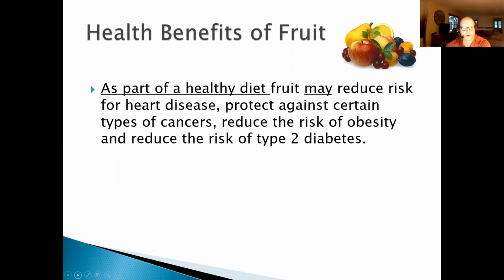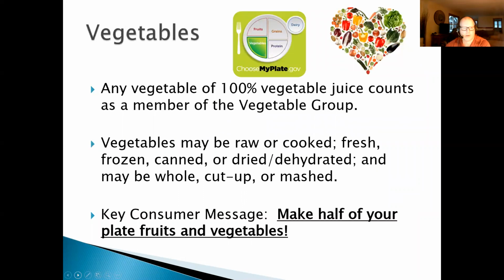Health benefits of fruit: as part of a healthy diet, fruit may reduce risk for heart disease, protect against certain types of cancers, reduce the risk of obesity, and reduce the risk of type 2 diabetes. The vegetable group: any vegetable or 100% vegetable juice counts as a member of the vegetable group. Vegetables may be raw or cooked, fresh, frozen, canned, or dried, dehydrated, and may be whole, cut up, or mashed. Key consumer message: make half your plate fruits and vegetables.